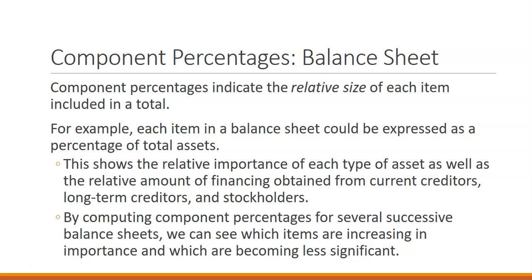Component percentages is also called vertical analysis. In a component percentage, we look at the relative size of each item to a total amount. On the balance sheet, we compare everything to total assets. So what is every amount on the balance sheet as a percentage of total assets? Total assets are set at our 100% amount, and everything else is shown as a percentage of total assets.